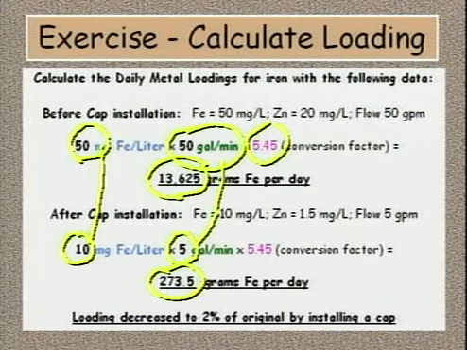And those are reasonable numbers. But what happens when you combine those two? If you divide the 273.5 by the 13,625, it appears that the loading was decreased down to 2% of the original amount just by installing the cap. So a cap can go a long way at preventing ARD.